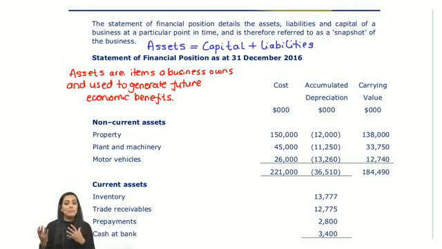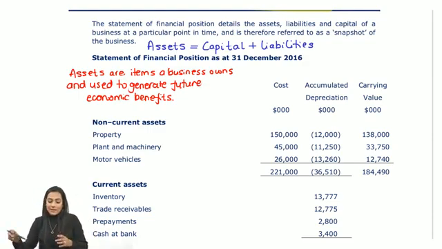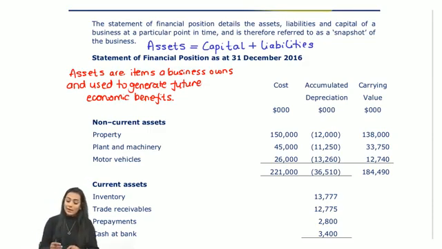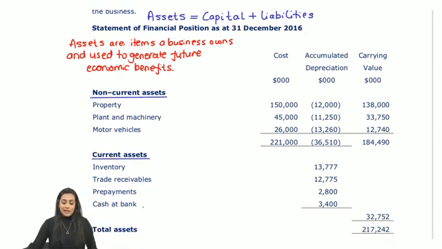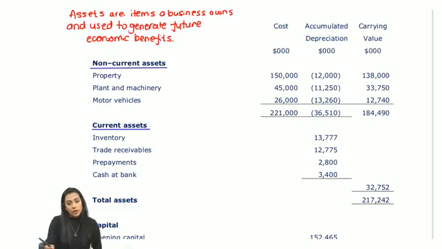What do we mean by benefits? You can either make money or you can save money. So assets are items that a business owns. Now, assets can be split into two categories. We can have non-current assets or we can have current assets. It's important you know which assets are categorized as what.